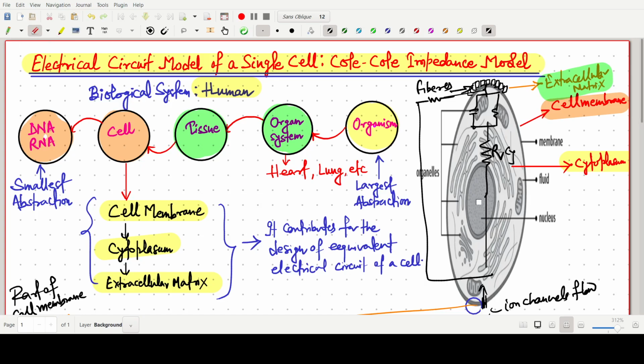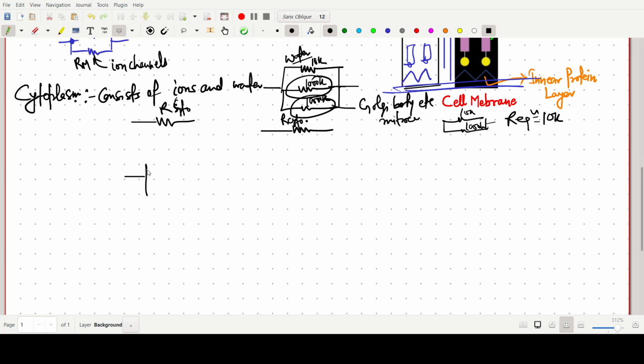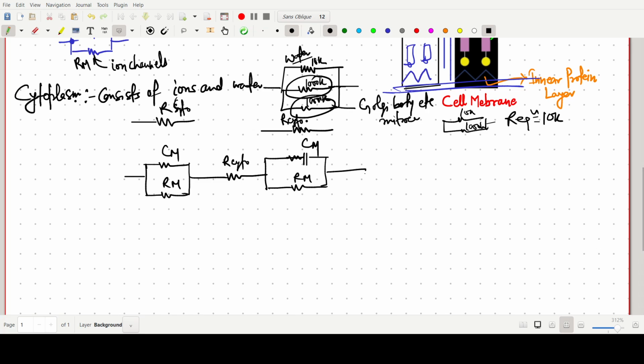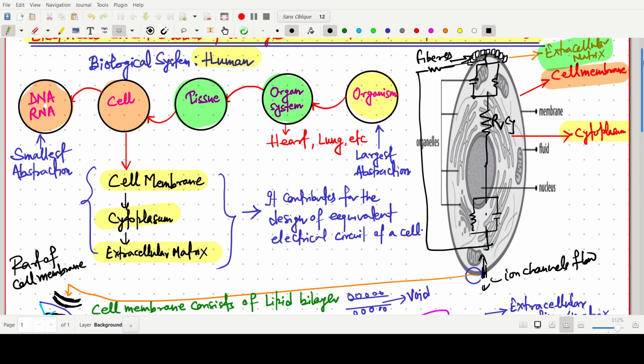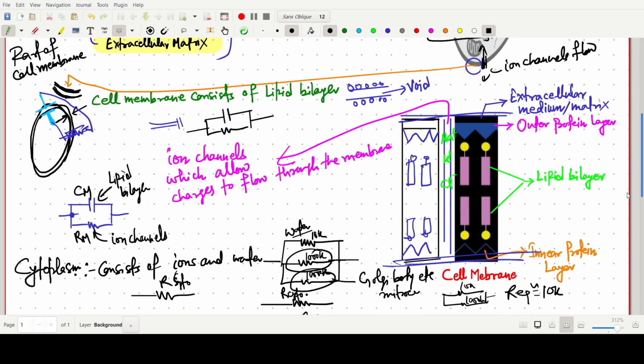So one more resistance, and you can make it like this. This is the overall circuit for the single cell. The cell membrane has some Cm, Rm, and then after the cytoplasm resistance R cyto, it is connected again to Cm, Rm, and through a resistance that is our Re, the extracellular matrix. So this is the diagram.